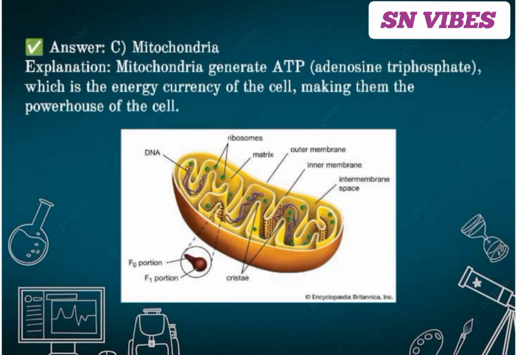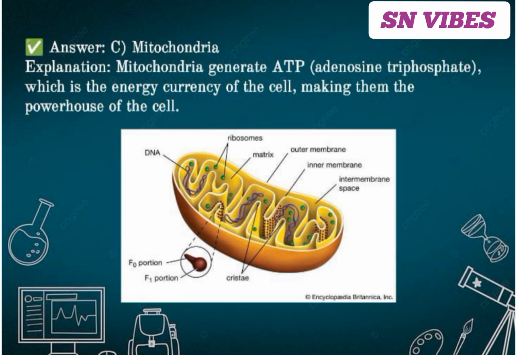Your answer is option C, mitochondria. So the mitochondria generates the ATP molecules. ATP is nothing but adenosine triphosphate molecules, which produces the energy for the whole cell, and it makes them the powerhouse of the cell. So you have to know one thing here. The mitochondria produces the ATP, which is simply called adenosine triphosphate, which is nothing but energy. That is supplied to the whole cell, and it makes it the powerhouse of the cell.